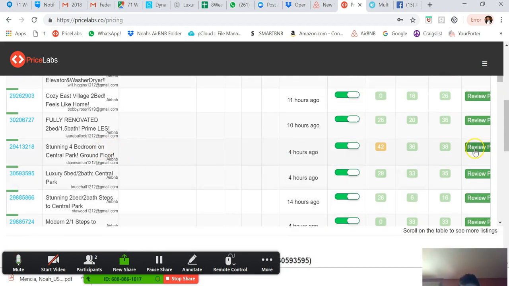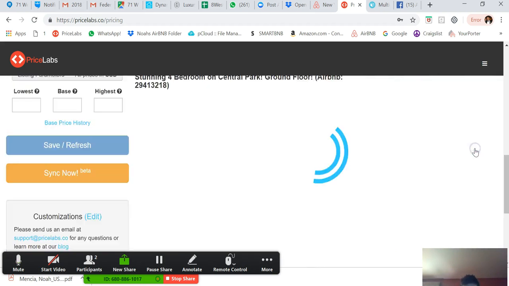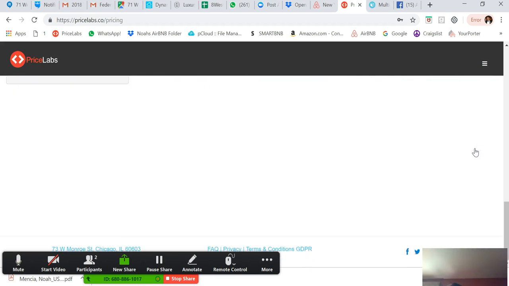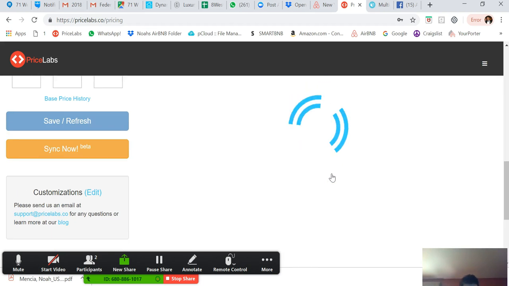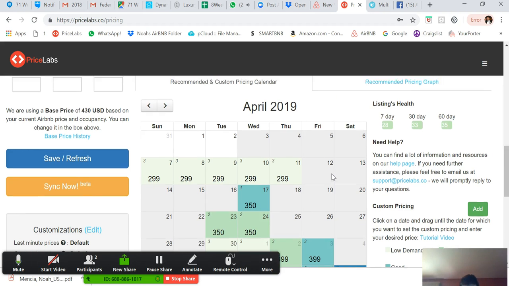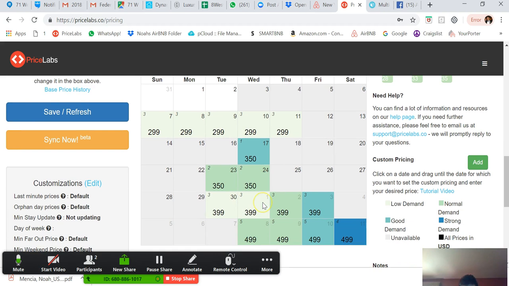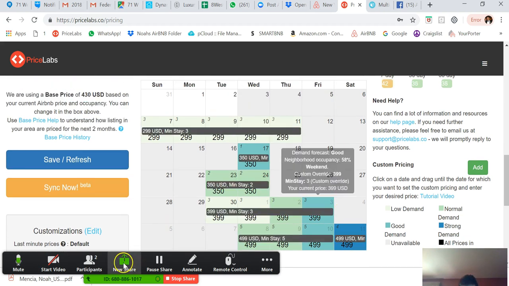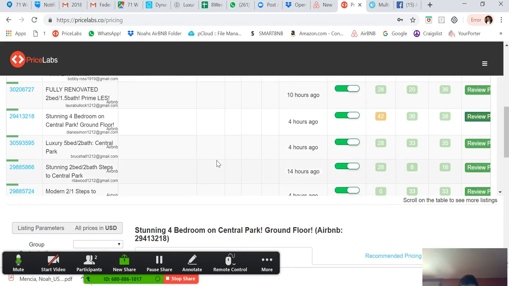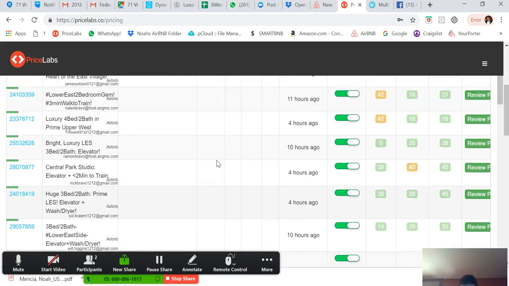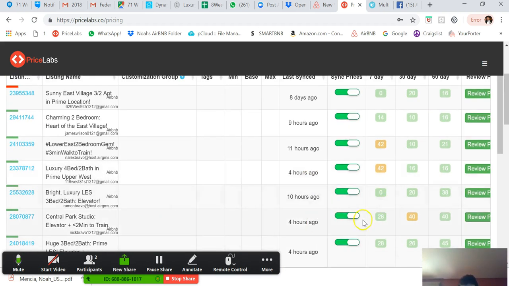Let's look at the 4-bed. So the 4-bed has a lot of these middle of the weekdays open. Weekends are all booked. So similarly different. That's the studio. This is Stanton Street.